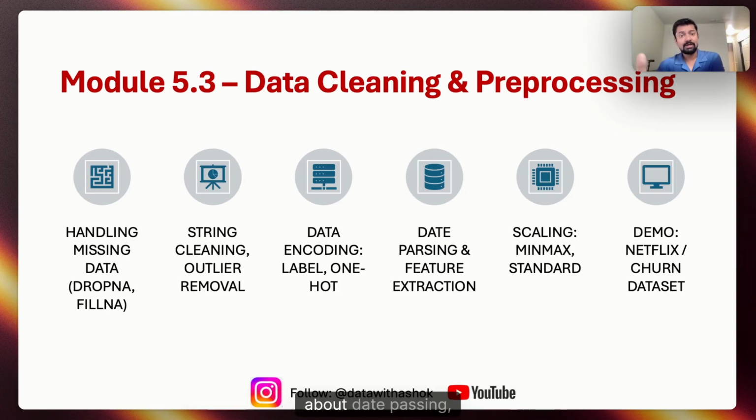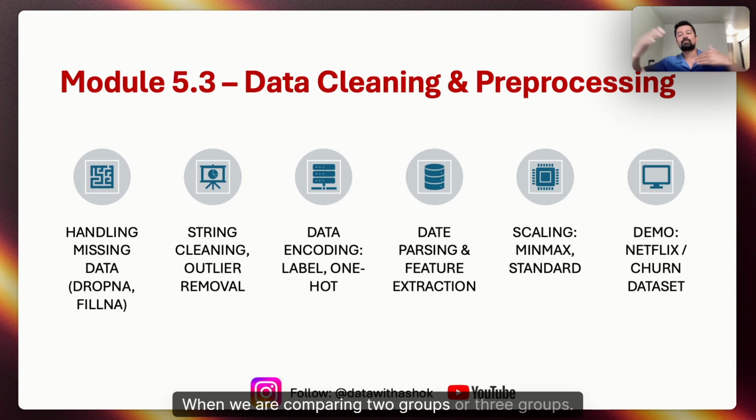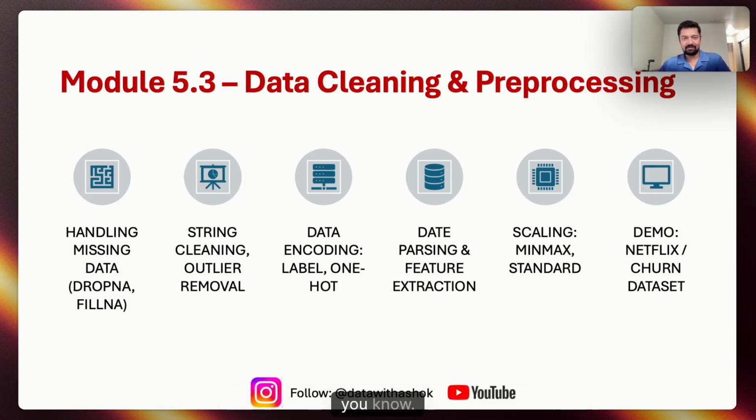Then we'll learn about date parsing and feature extraction. Then the most important part is scaling, finding out the min, max, and standard deviation, and how to use this information to normalize and scale the data. This is very, very important. When we are comparing two or three groups, you need to normalize for an efficient comparison. And lastly, we'll use a demonstration dataset, the Netflix churn dataset, or we can use Titanic, tips, any of the datasets.